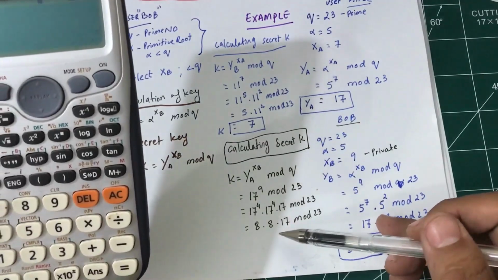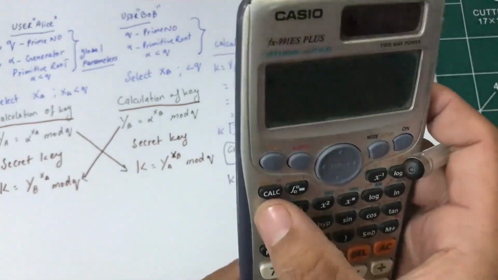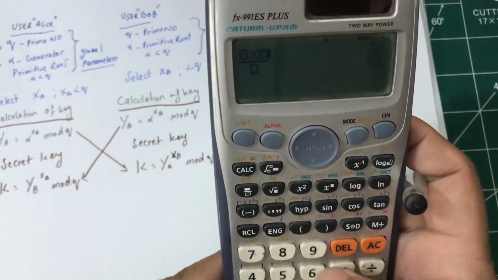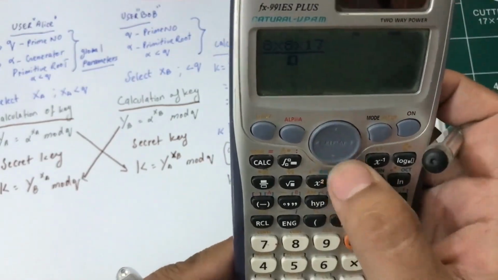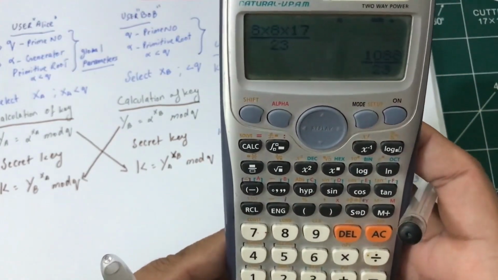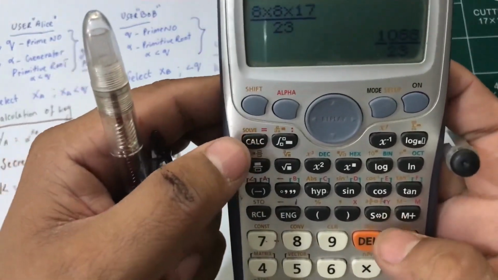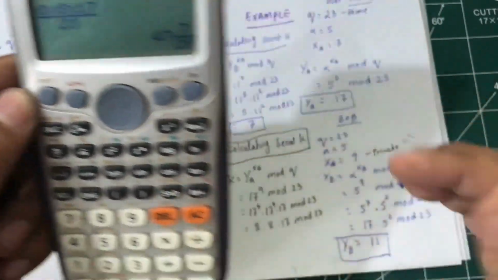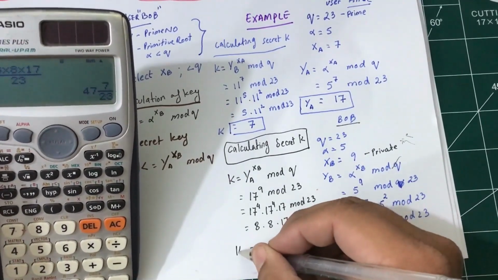So these are the numbers that I'm plugging in. I'm going to bring out my fraction: 8 multiplied by 8 multiplied by 17 divided by 23. And this is nice: 1088 divided by 23. Simply shift this, and I get 7. So now check this out, guys. Isn't that amazing?